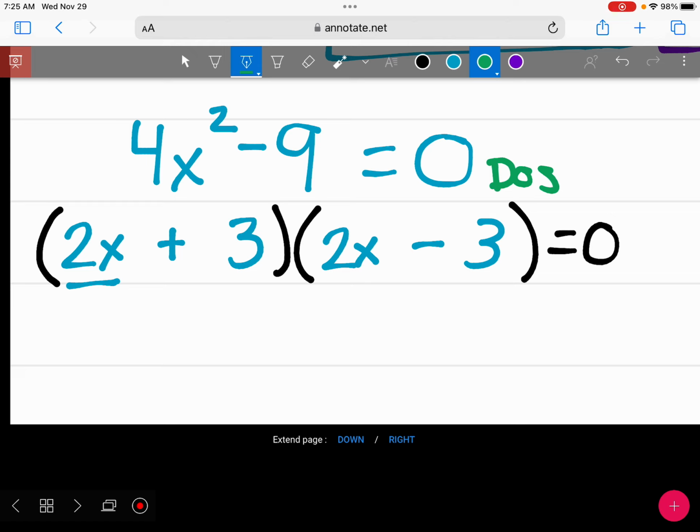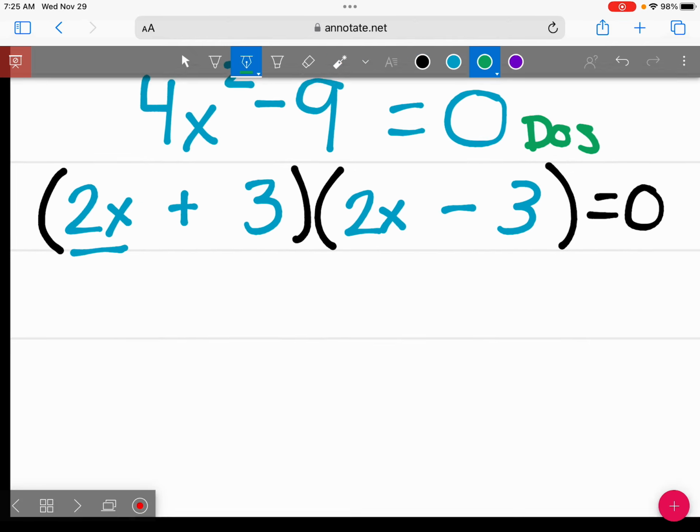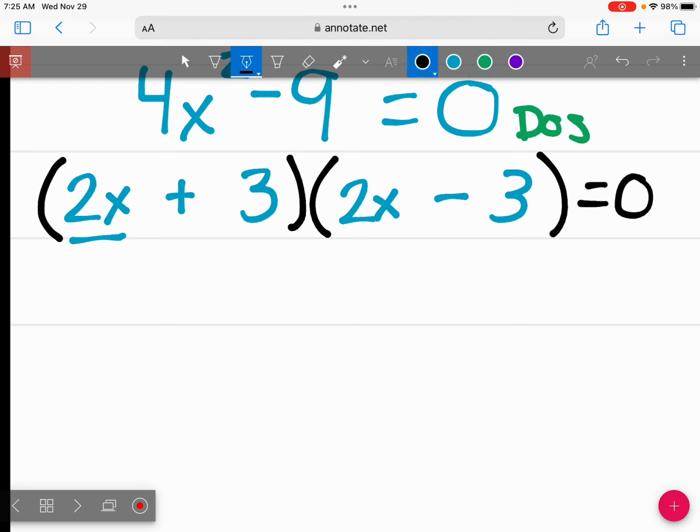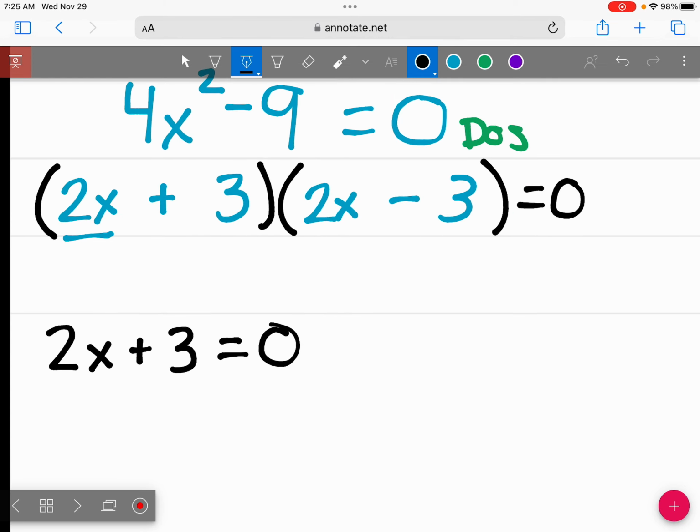And then we need to set each of these equal to 0 to get these solutions. So we're going to do 2x plus 3 equals 0. And we're going to do 2x minus 3 equals 0.